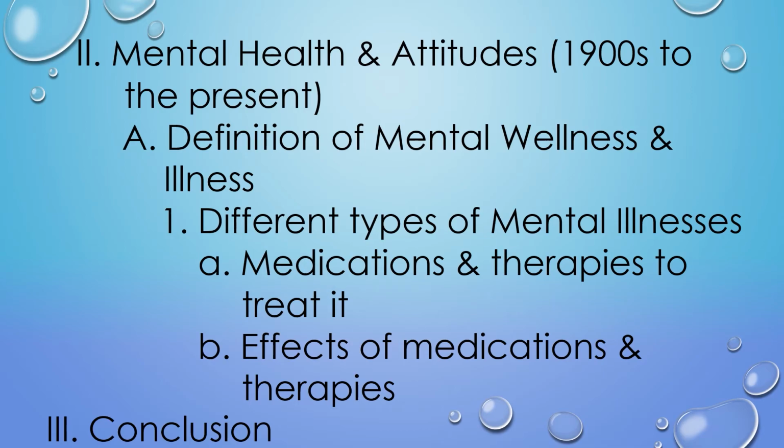The Roman numeral 2, mental health and attitudes. The 1900s to the present. That uppercase A, definition of mental wellness and illness. Number 1, different types of mental illnesses. A, medications and therapies to treat it. B, effects of medications and therapies. And the Roman numeral 3 is our conclusion.